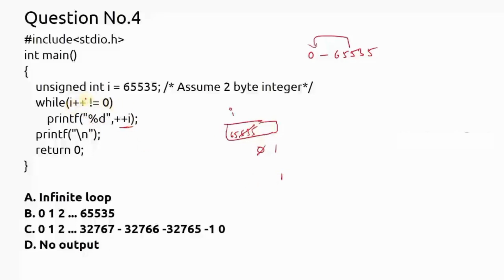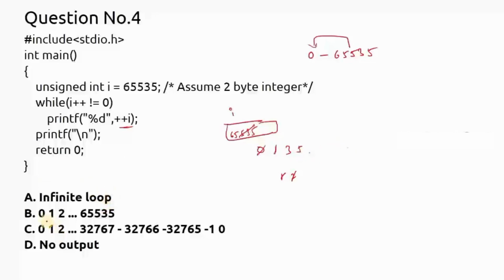Next it goes to the loop. 1 is not equal to 0. Yes, it will print 1, then ++i gives 2. See, pre-increment means first it will increment, then print. Here you can observe this: first it will check the condition, after that it will increment here, then whenever it prints it increments again. That means double increment here. So initially 1 will be printed, then it will print 3, next it will print 5, and so on up to infinite times.